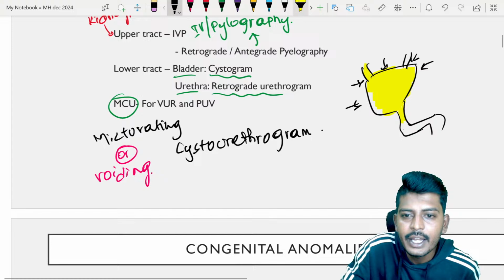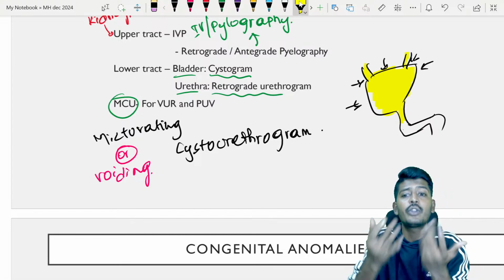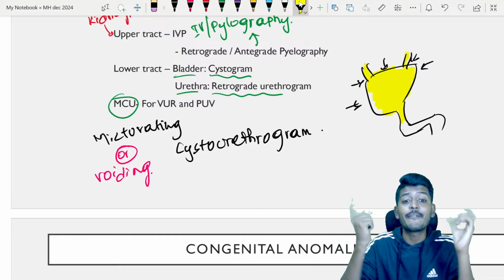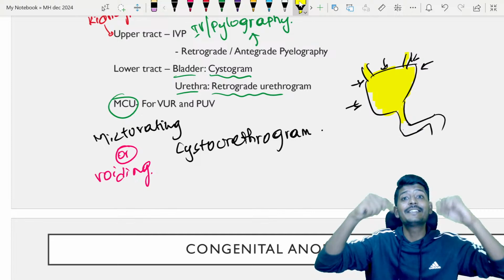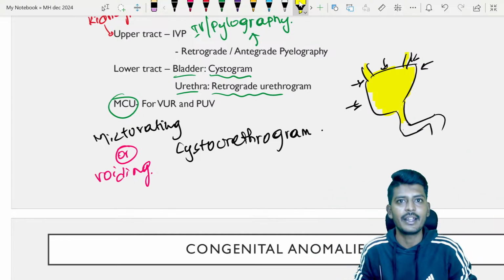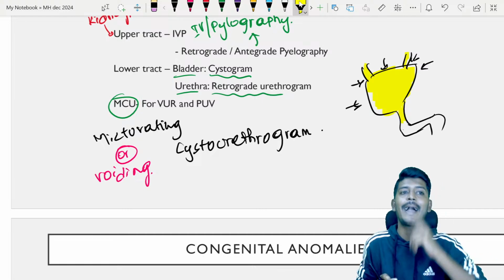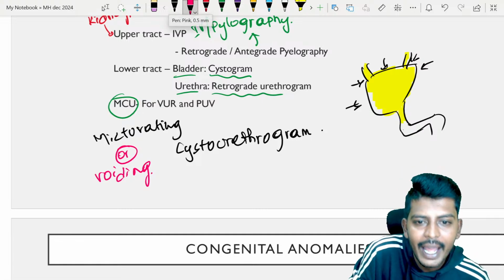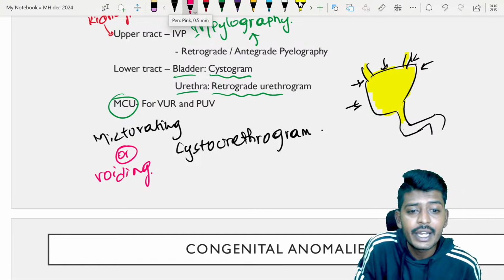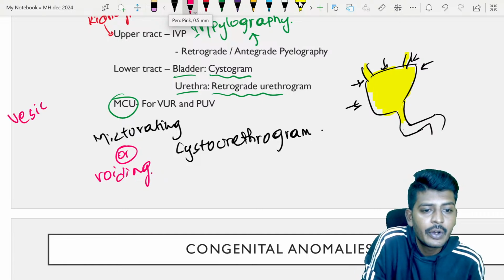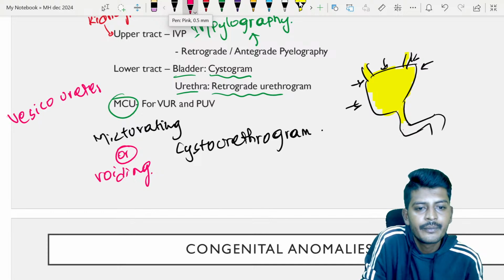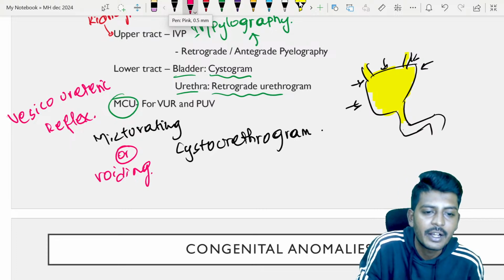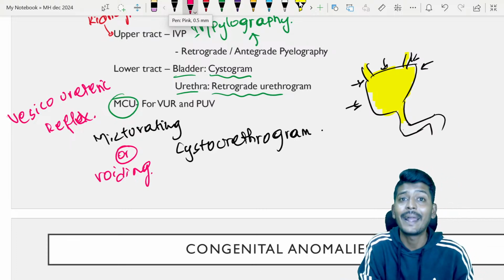Normally while urinating, does urine go to the ureters? No, urine will not go back to the ureter. If urine is going back into the ureter, then we know for sure that there is a backflow of urine from the bladder to the ureters. What do we call it? That is called vesico-ureteric reflux. This is a disease, a pathological condition.